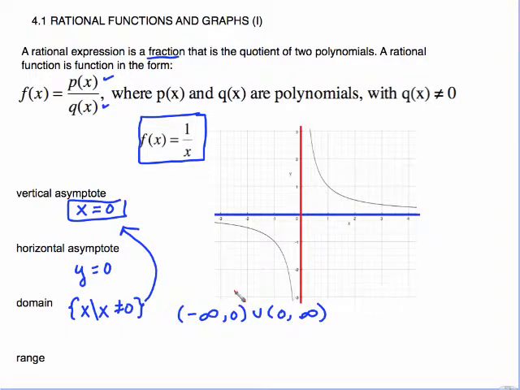Your range will be your y values, bottom to top. You are coming in from negative infinity, and it's coming all the way up to your horizontal asymptote. It's not crossing it, it is getting very close to the horizontal asymptote, so that is negative infinity, 0, union with 0 to infinity.